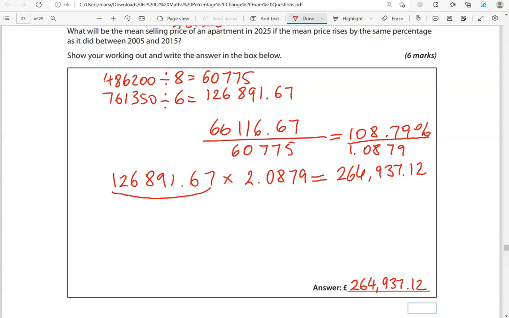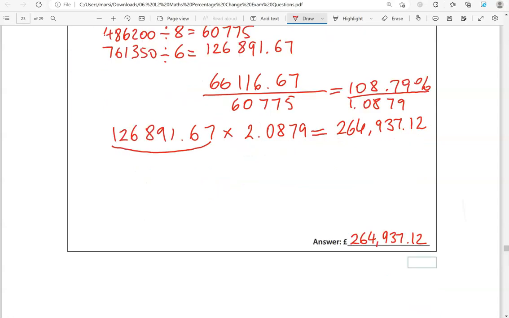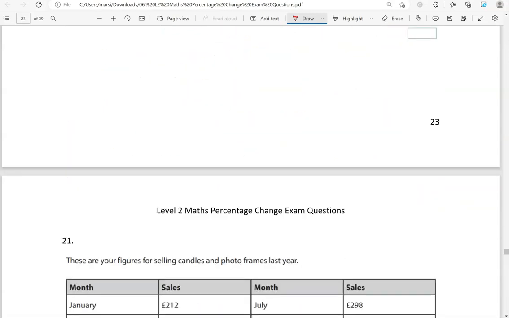And you can also check, because looking at the price from 2005, it has about doubled in comparison to the 2015, and the price from 2015 to 2025 has about doubled. So that shows we've done this correctly.